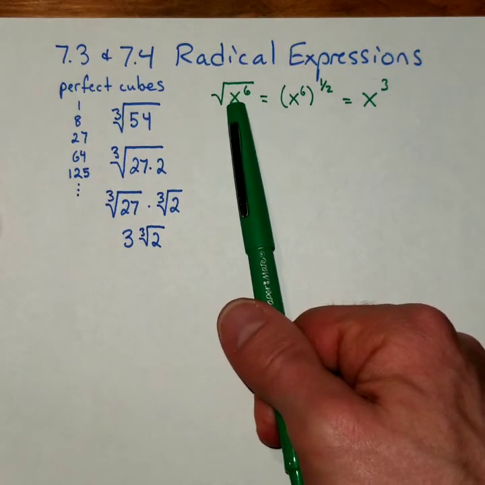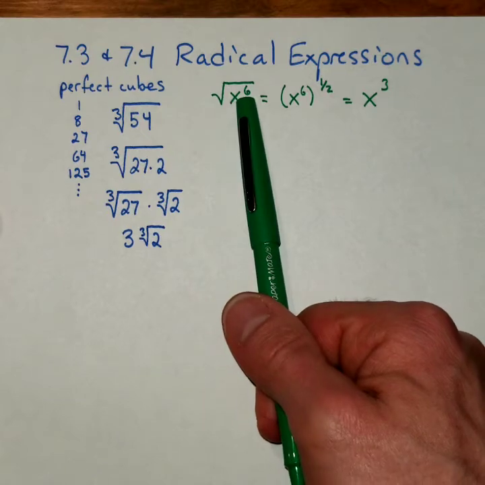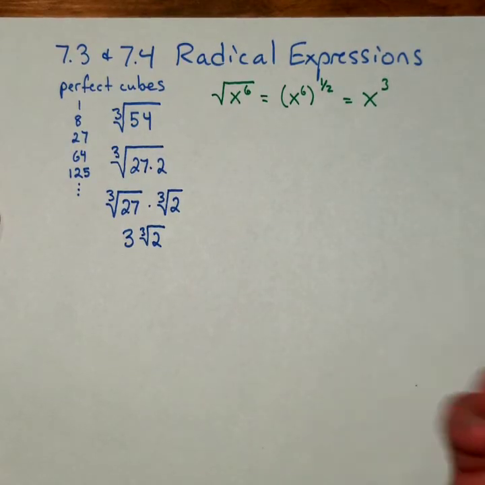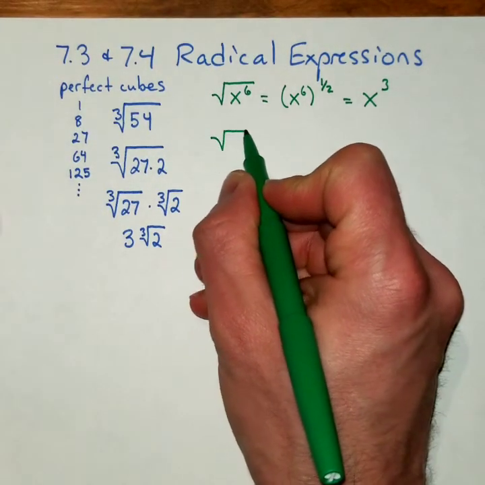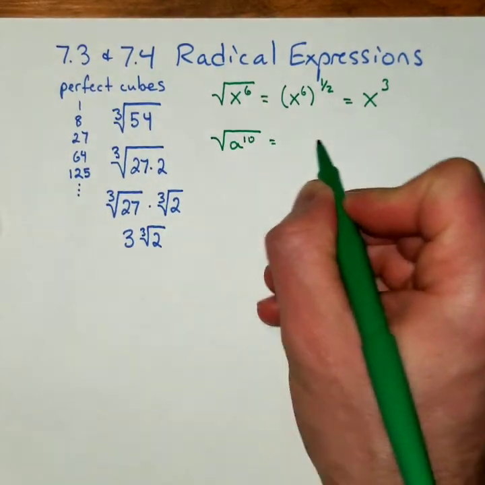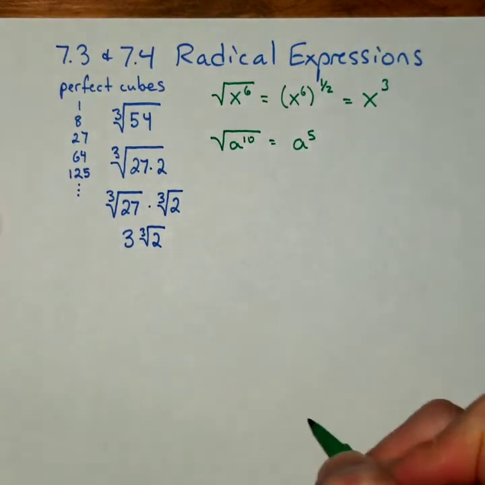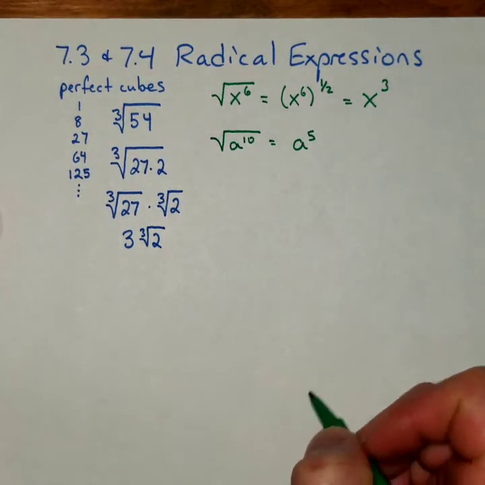So the square root of x to the 6th, you use the square root to cut the 6 in half, you get x to the 3rd. And that works for any even power very nicely, right? The square root of a to the 10th is simply a to the 5th. You just cut that power in half.